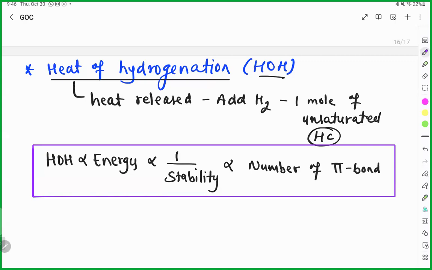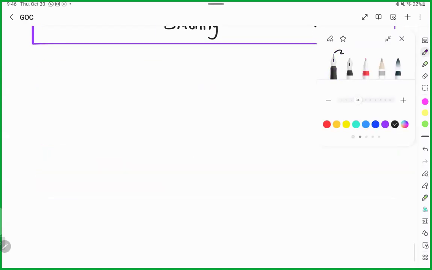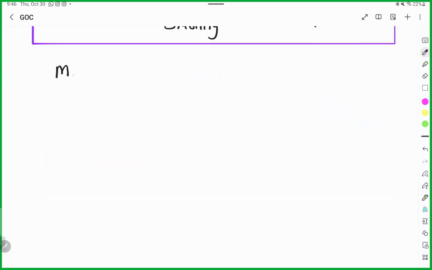And remember this thing is extremely important. When you see mesomeric effect, ortho and para are the same and meta is 0. But in case of inductive effect, ortho is maximum, then meta, then para.